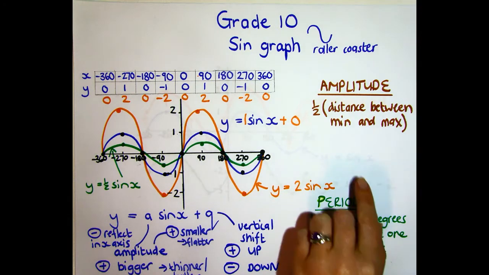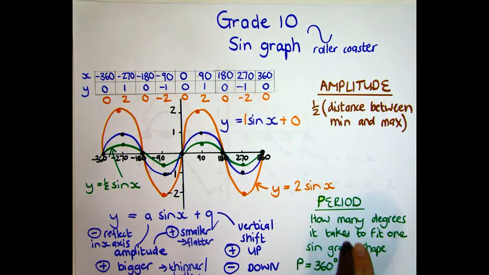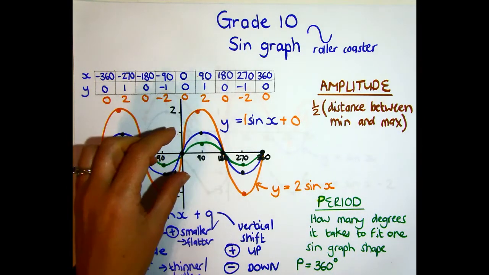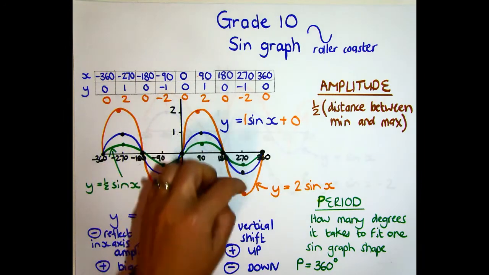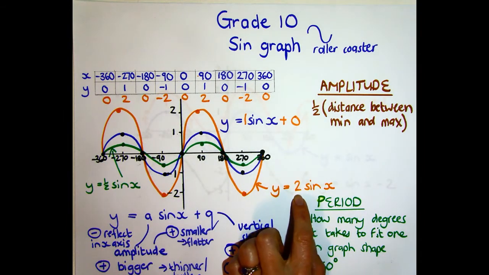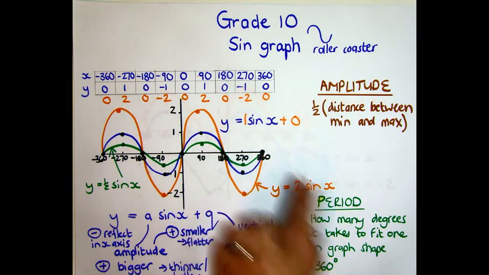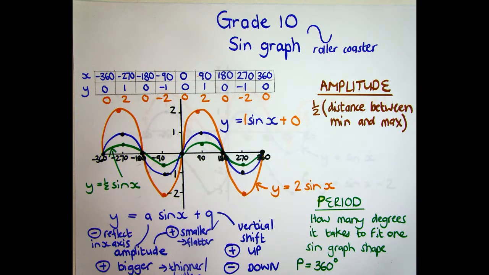When you have to calculate the amplitude, you can use the formula of half of the distance between the minimum and the maximum, or you can just ask yourself how far up did it go from the middle line and how far down, and that amount will be the amplitude, which is in the formula, which you may need to be finding. The period is how many degrees it takes to fit in one sine graph, and for our purposes now, it's always going to be 360 degrees.